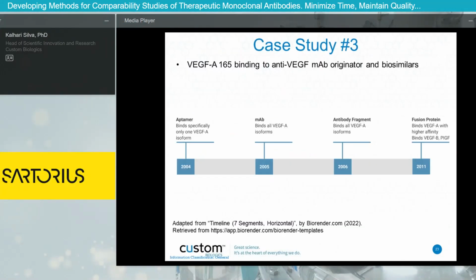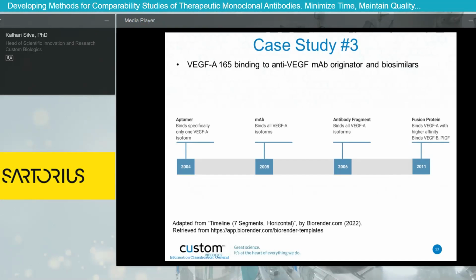In case study 3, we look into angiogenesis inhibitors. Briefly, angiogenesis is the process where new blood vessels are formed from pre-existing ones. Abnormal angiogenesis is recognized as a hallmark of diseases such as cancer, and there are pro-angiogenic factors that include the vascular endothelial growth factor, or the VEGF family. In humans and other mammals, VEGF-A, B, C, D, and placental growth factor, or PlGF, exist, and they constitute the whole VEGF family of factors.